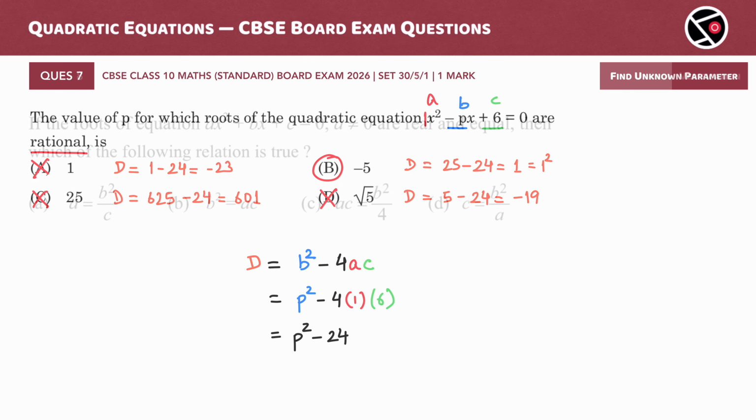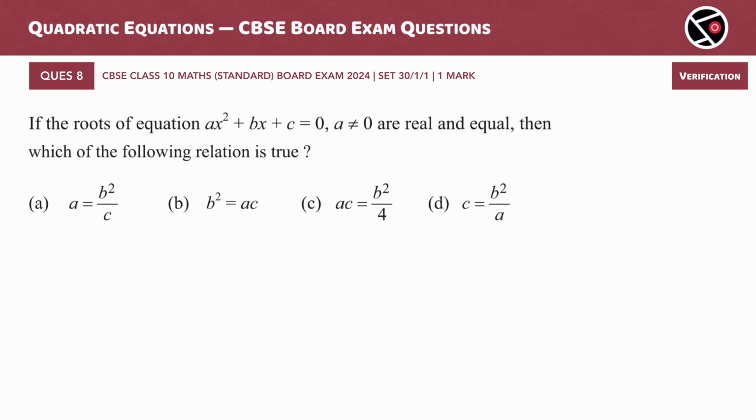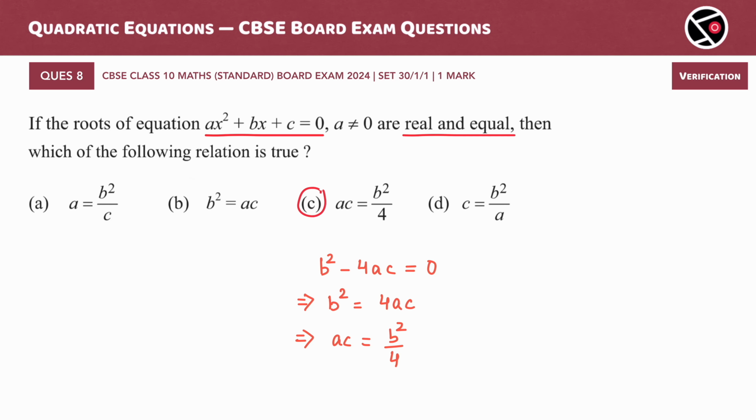Next, we have a question from 2024. This time, instead of finding a value, we will prove a relationship. Pause the video and give it a try. So what do we have? The quadratic equation is already in its standard form, and its roots are real and equal. This means b square minus 4ac equals 0. b square equals 4ac, or ac equals b square over 4. C is our choice.